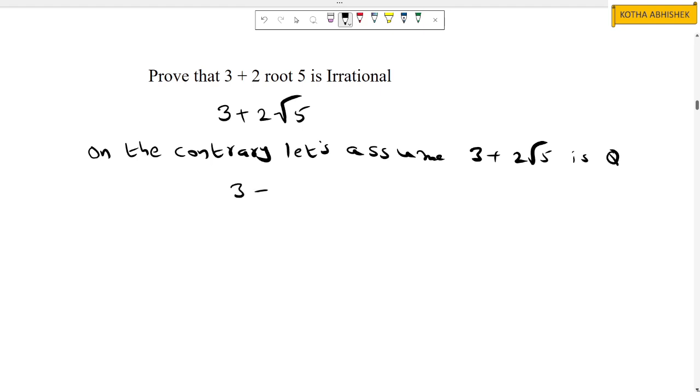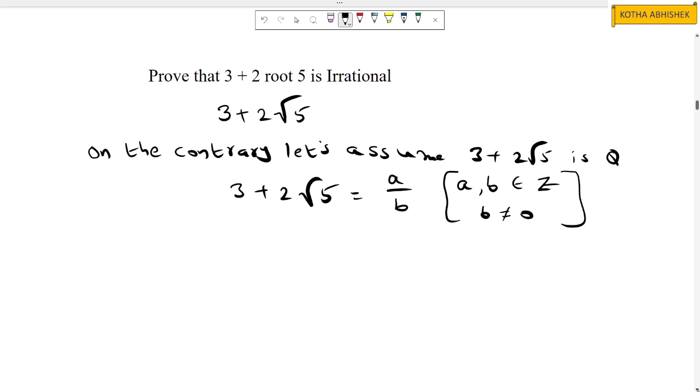Then if it is a rational number, we can write it in the p by q form, right? So we'll go with 3 plus 2 root 5 equals a by b. That is the same as p by q. Our textbook is following a and b, so that's why we are also replacing p and q with a and b. Here a, b both belong to integers, b not equal to 0. If you write one more condition, that a, b are co-primes, that is also fine.